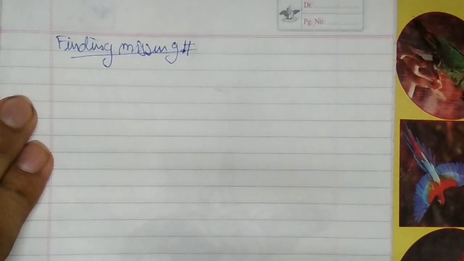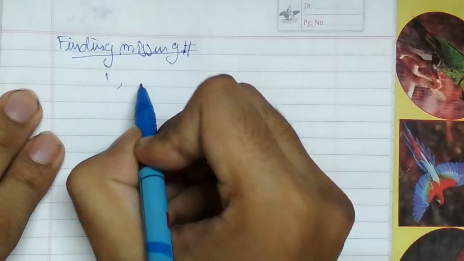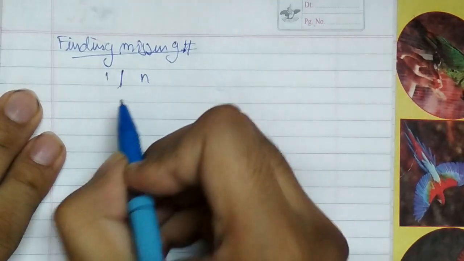So let's discuss this question: finding a missing number. We have been given numbers 1 to n and there is one number missing. We have to find this number.